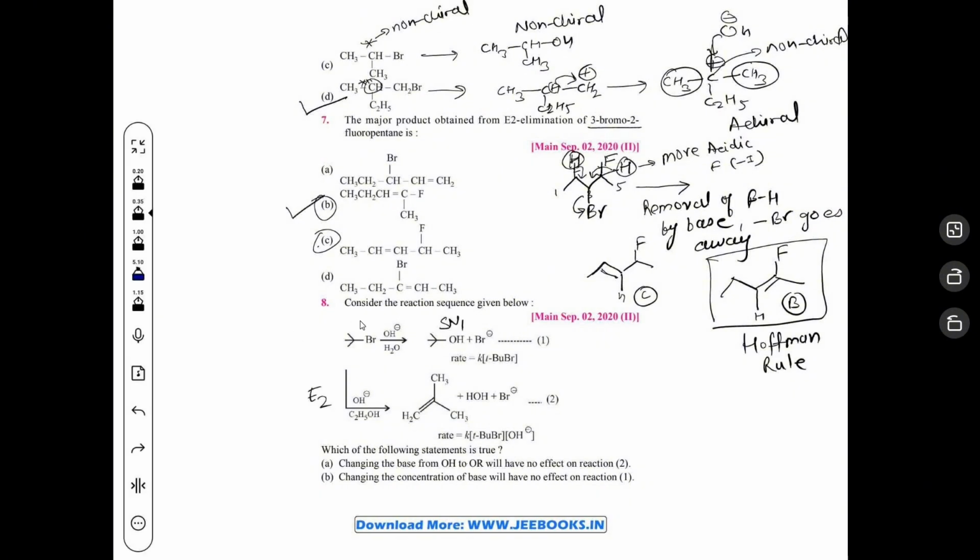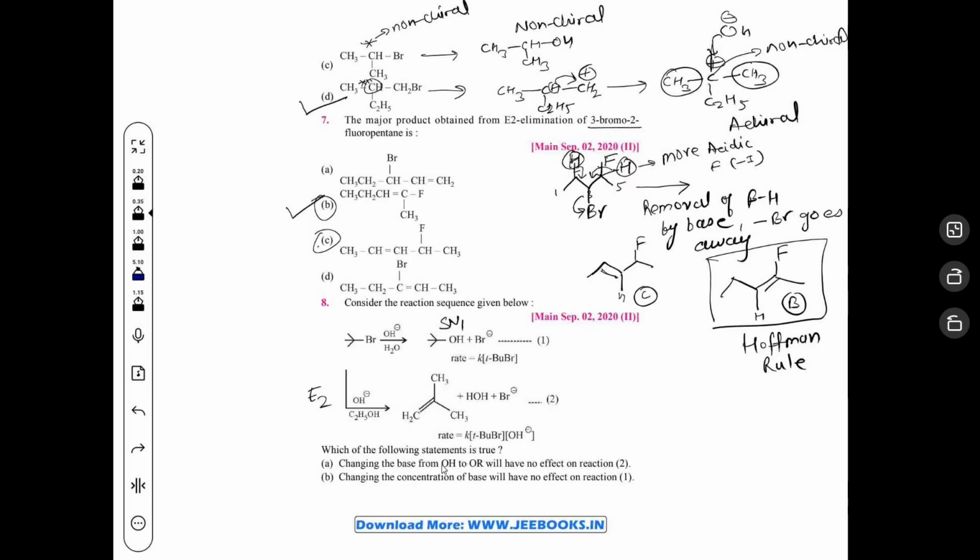So moving to question number 8. Consider the reaction sequence given below. The first reaction is an example of an SN1 reaction, and the rate depends on the reactant concentration, not on the concentration of the base. And for the second one, after looking at this formula, we can say that the rate of the reaction depends on the concentration of reactant and base. Therefore this reaction is following the E2 pathway.